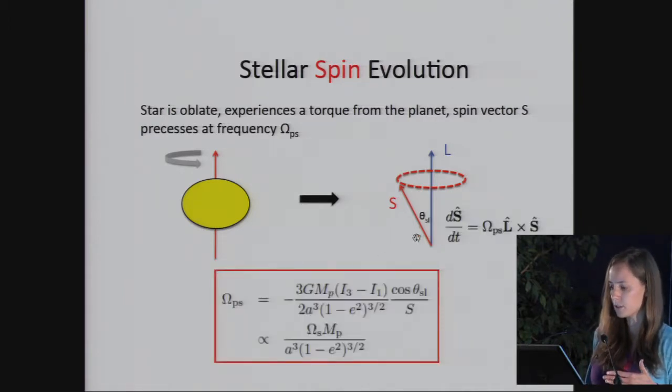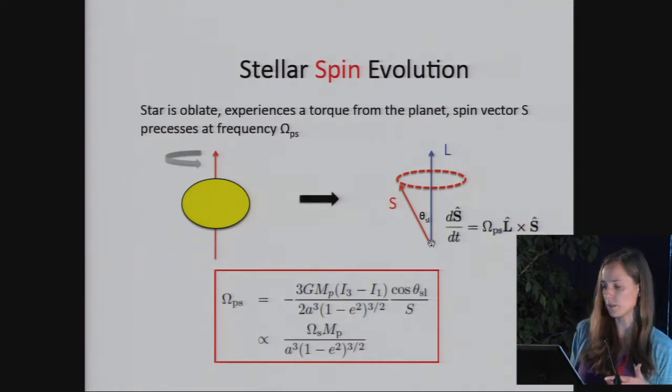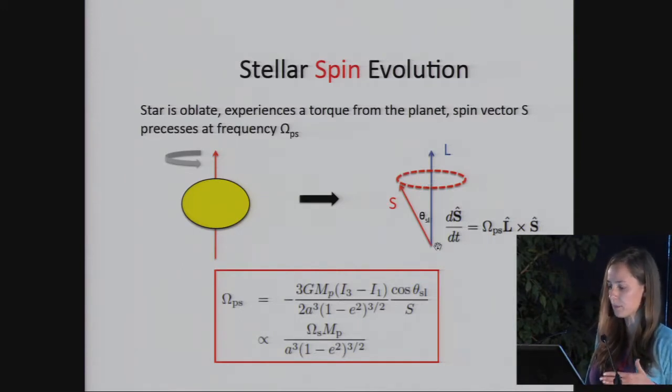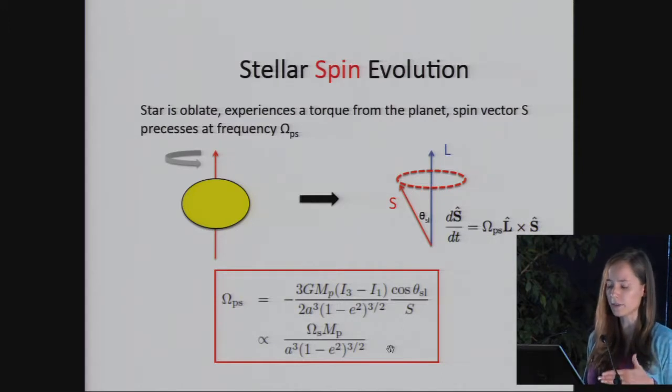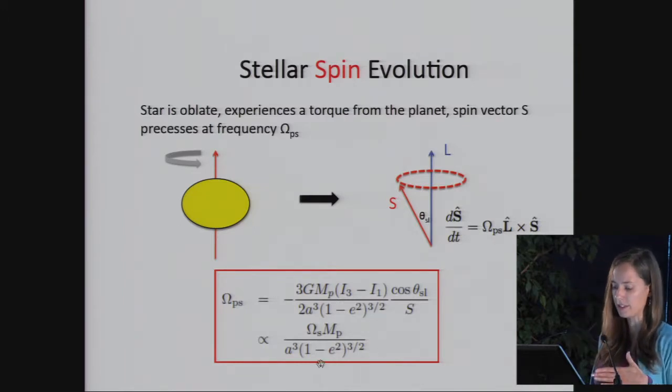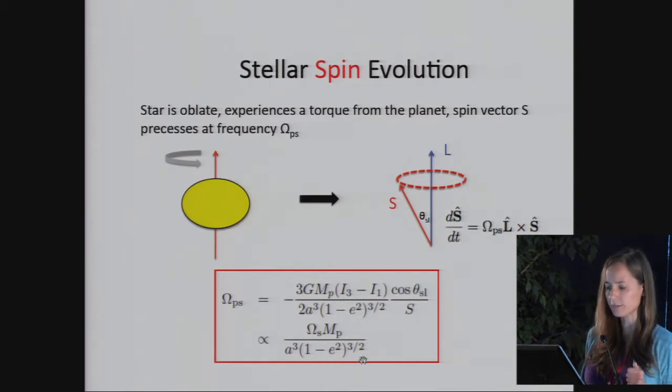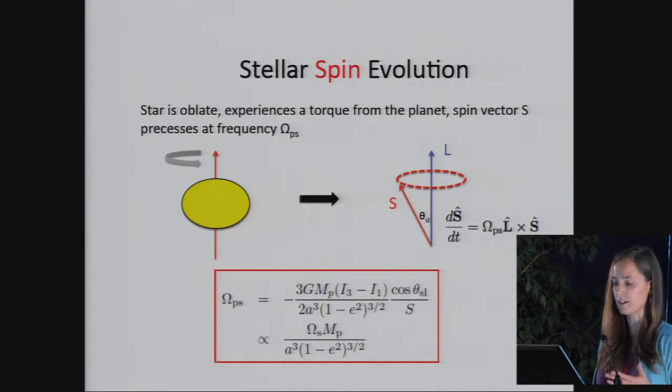And as a result, the stellar spin vector, which is drawn here as this red arrow, this stellar spin vector S will precess around the binary orbital, or the planet orbital angular momentum, which is L. And it precesses at this frequency that we're calling omega ps. And this just depends on the stellar spin rate, the planet mass, the semi-major axis, and you can see that it is a very strong function of eccentricity. So that's what's going on with the star and its interaction with the planet through the spin-orbit coupling.